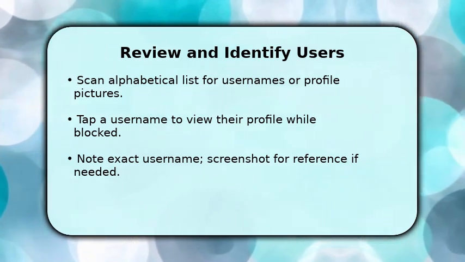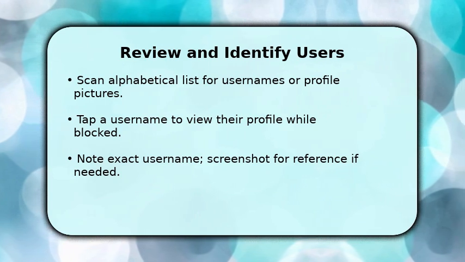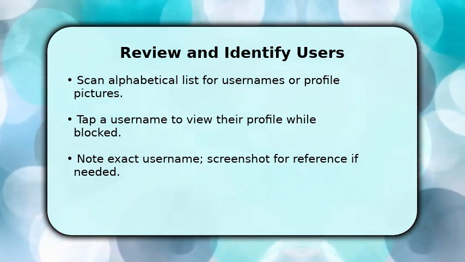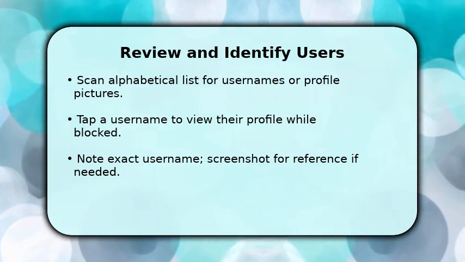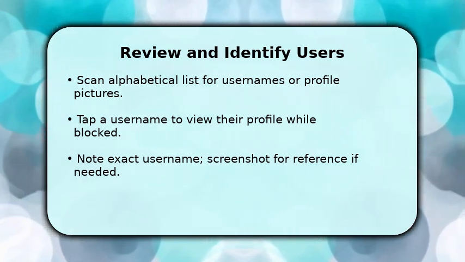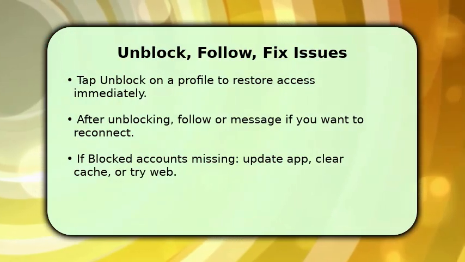If the account isn't listed, make sure the person hasn't renamed, deleted, or been suspended. We'll handle that next. When you're ready, tap Unblock on a profile and confirm. That removes the restriction instantly and lets you view posts and follow again.